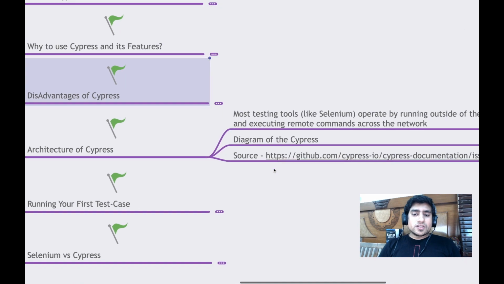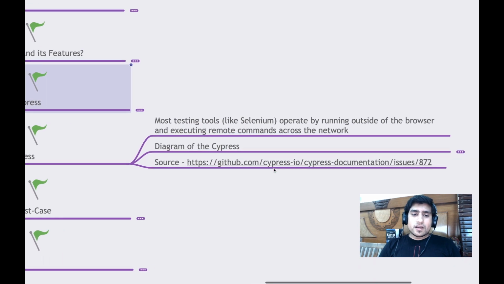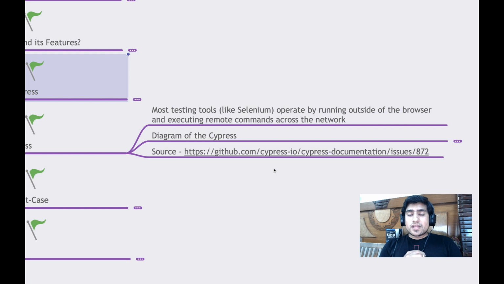So let's talk about the architecture of Cypress, right? Most testing tools like Selenium operate by running outside the browser. How Selenium works, I have explained in the previous video also, right? In Selenium, basically you run a server, your server communicates with the web drivers, and the driver communicates with the browsers. But now you have a Node server. The Node server is directly communicating with the browser. That's why it's fast.